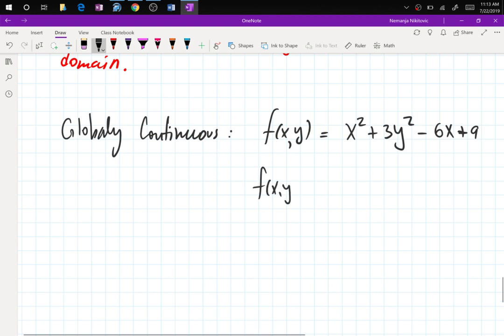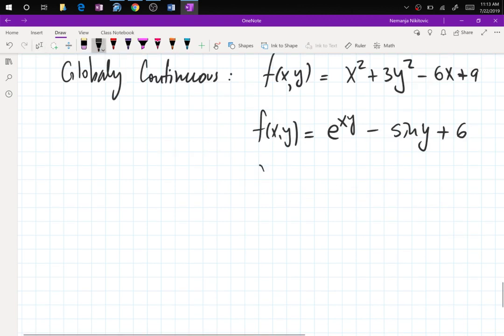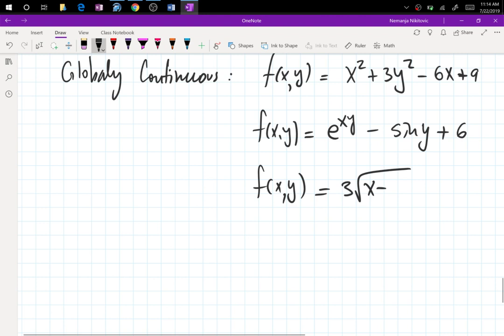F of xy, let's say, e to the xy minus sine y plus 6. Again, we know that e to the x is continuous everywhere, and then e to the xy should be continuous everywhere. We also see that the sine is present. Sine has no vertical asymptote, so it's not going to create any vertical planes or anything for our function to go in a bad spot. F of xy, let's say 3 square root of x minus y. So this one is continuous on its domain.